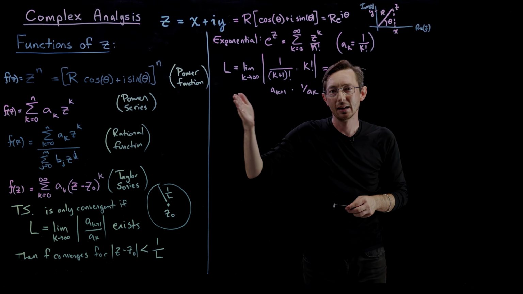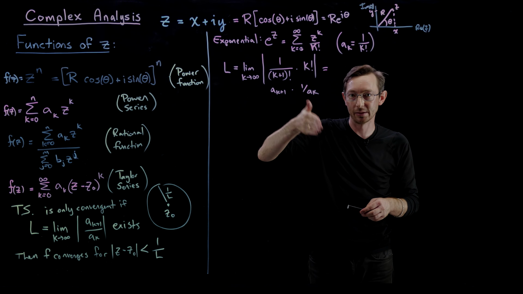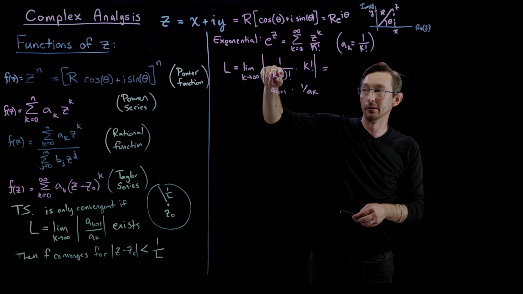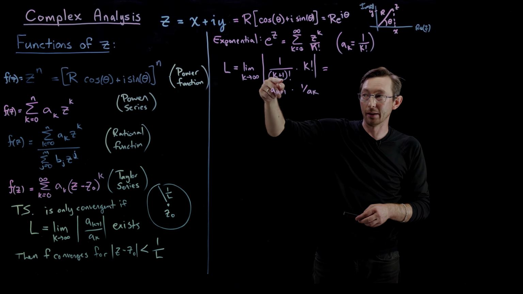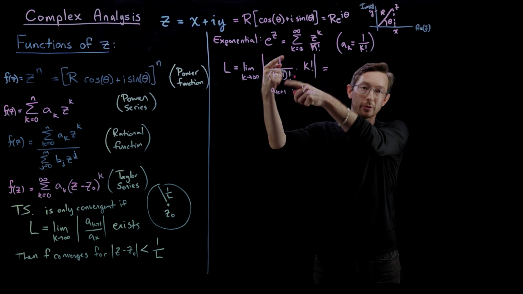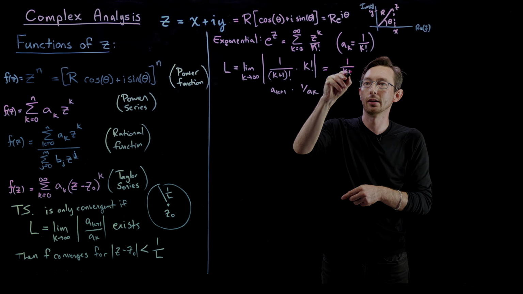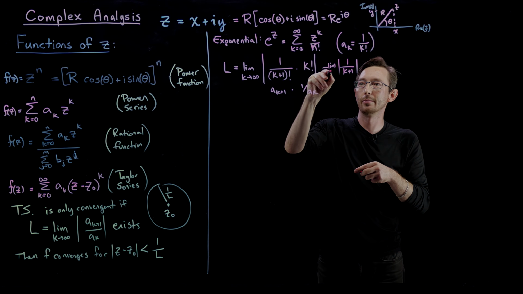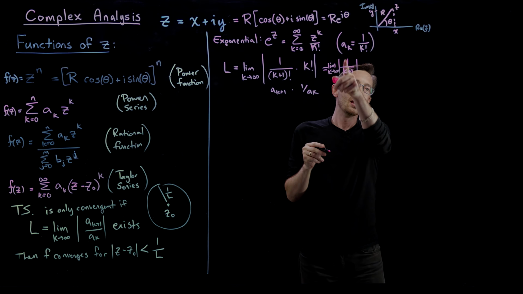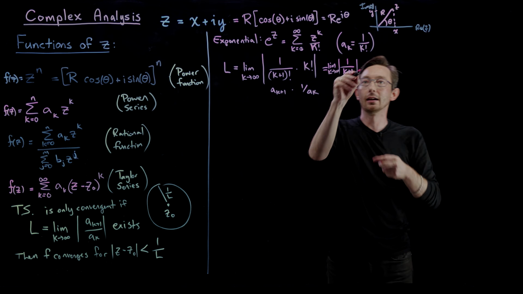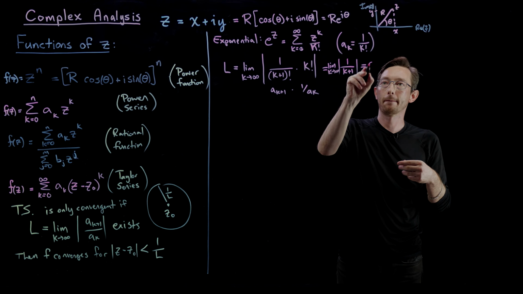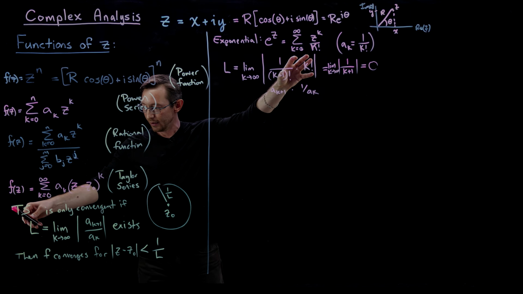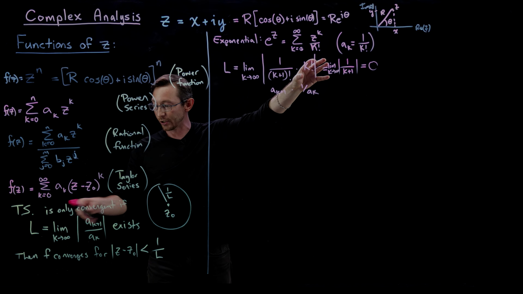Remember, k factorial is k times k minus 1 times k minus 2 times dot dot dot times 3 times 2 times 1. So (k+1) factorial is just k factorial times another k plus 1. So the first k factorial cancels out, and I just get 1 over k plus 1. I don't need the absolute value anymore, but I'll keep it. And we're taking the limit as k goes to infinity. The limit as k goes to infinity of 1 over k is 0.